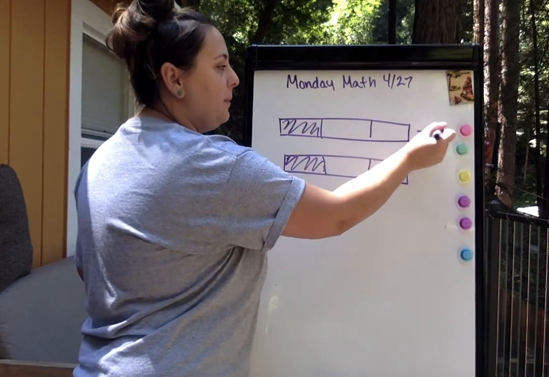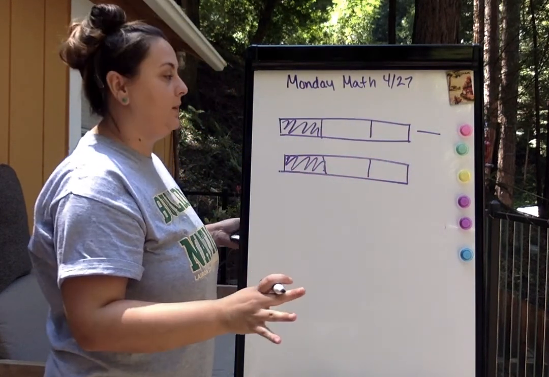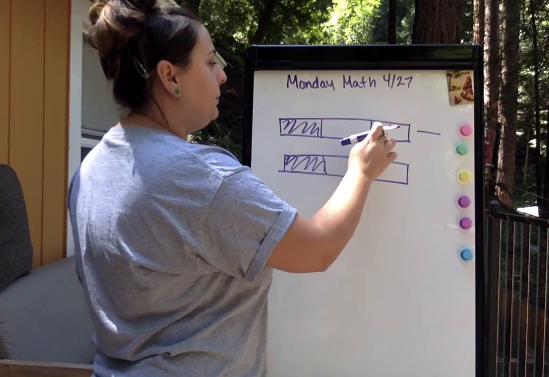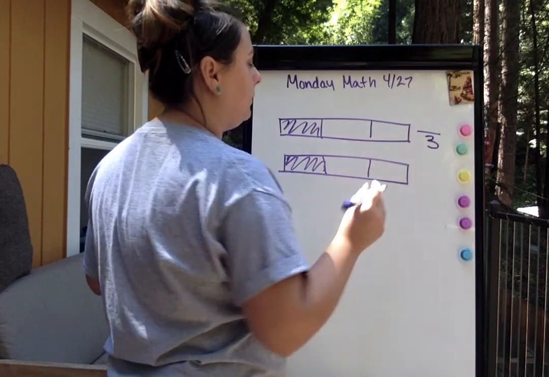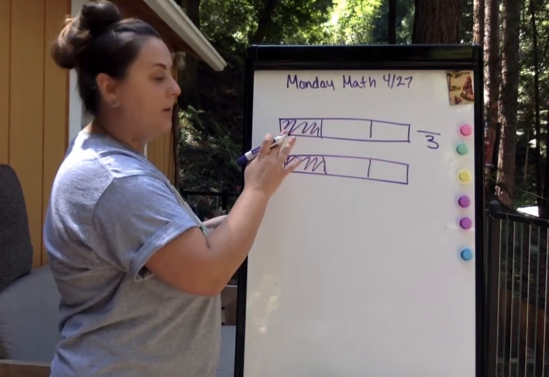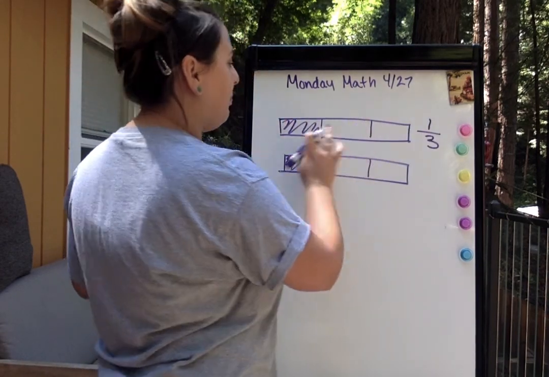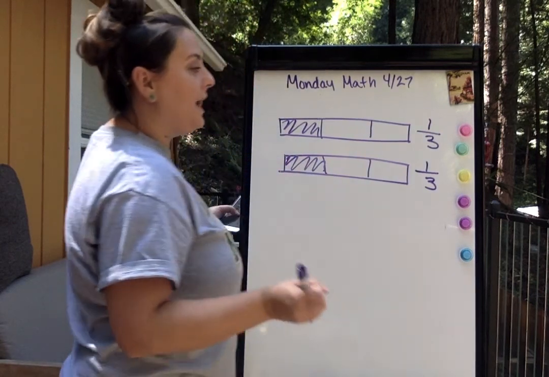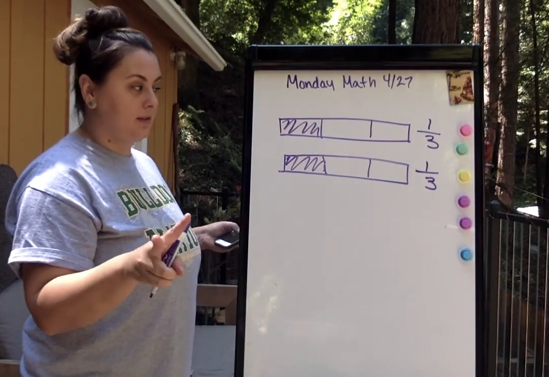You know that your denominator is going to be your total amount of pieces. And the total amount of pieces we have here is 1, 2, 3. And your numerator is going to be the part that's colored in. So we have 1/3 of this is colored in. This is the same. So we have 2 1/3.